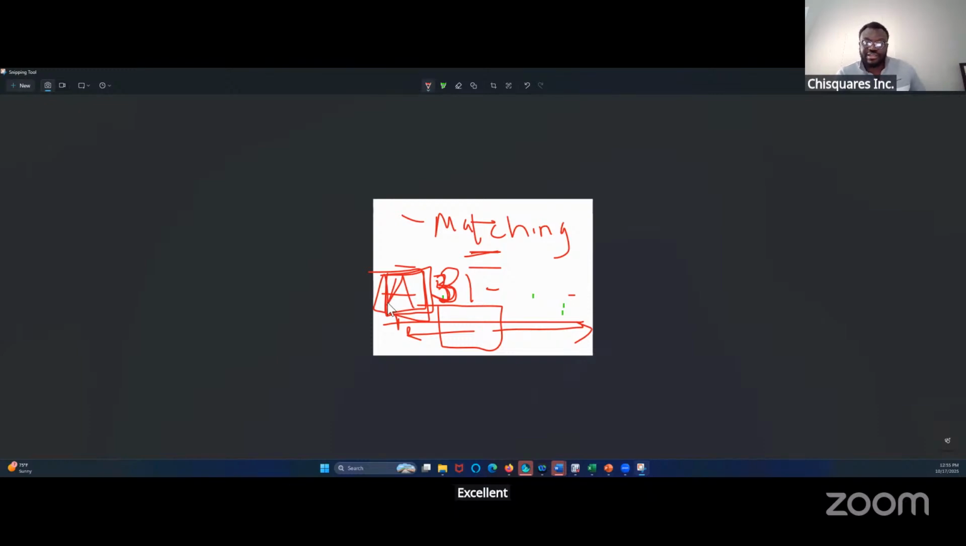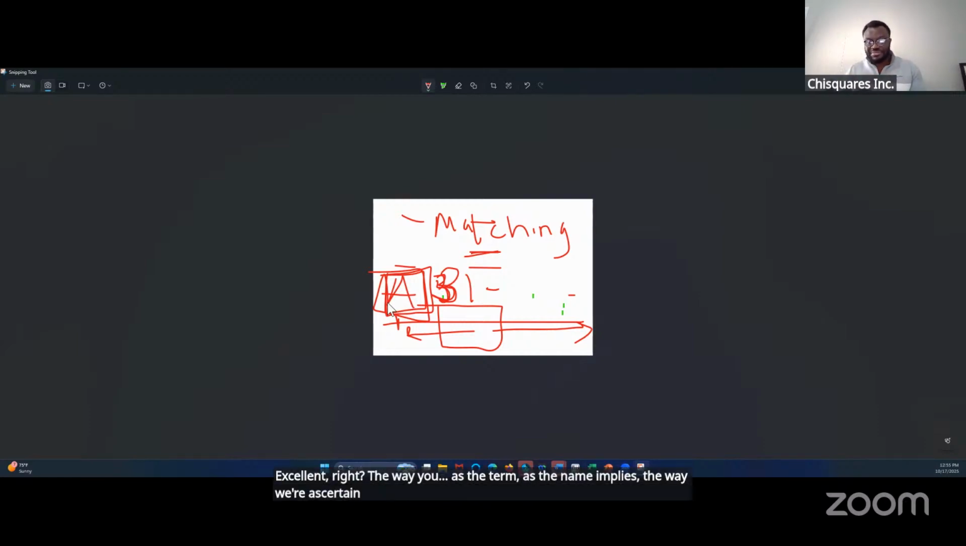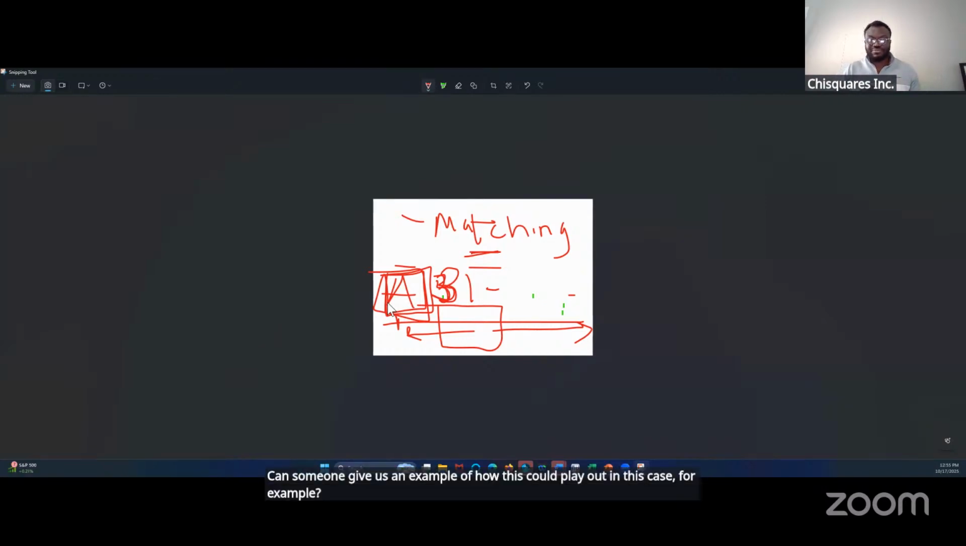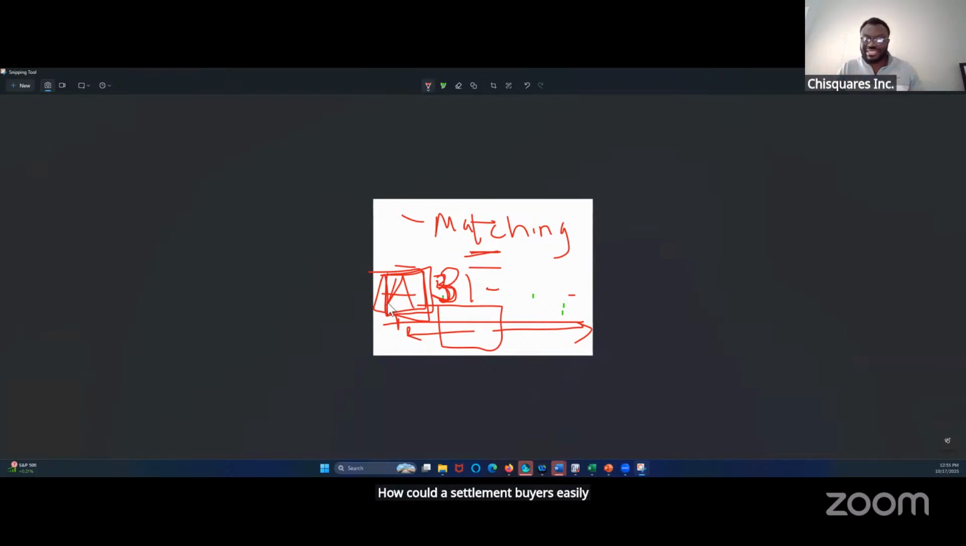Excellent, right? The way you ascertain, as the name implies, the way we're ascertaining something in one group is different from the way we are doing it in another group, right? So can someone give us an example of how this could play out in this case? How could ascertainment bias easily rear its head in this case study we're looking at? Based on what Diana has explained so eloquently, how could it manifest in a study like this?